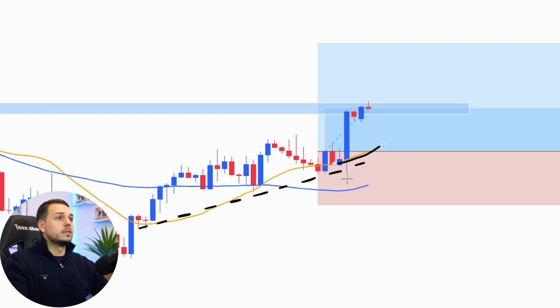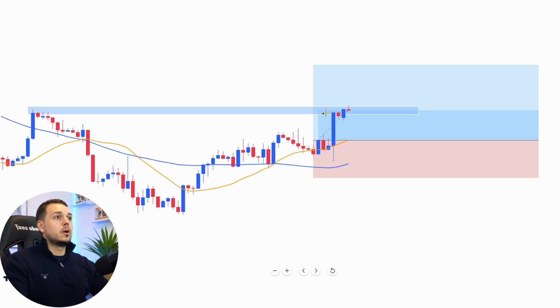It bounced off once again. Look at this beautiful wick. Nice little candlestick towards the upside, towards the area of resistance. We had very slight bearish pressure, but then the next candlestick over here made a new high, which means this previous area of resistance has now been broken. We should see a continuational move towards the upside.